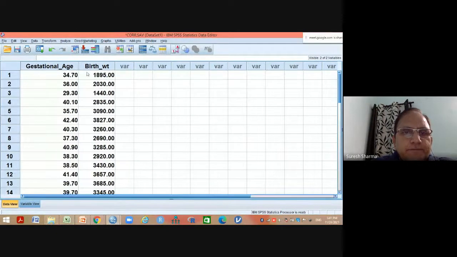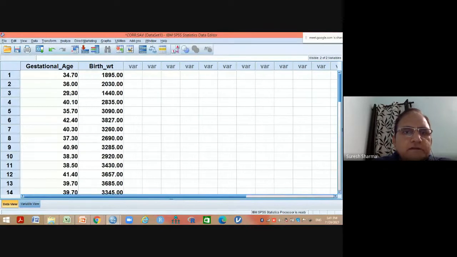Please try to understand. This is gestational age and this is birth weight. When newborn babies are born, it depends upon the gestational age of the mother. Generally, the normal period is 9 months and the delivery can happen anywhere between 37 to 41 weeks. Everybody knows that. But if there is a premature, which is also called preterm delivery, let's say it happens at 34 weeks or the 30th week, then the weight of the baby will be less.